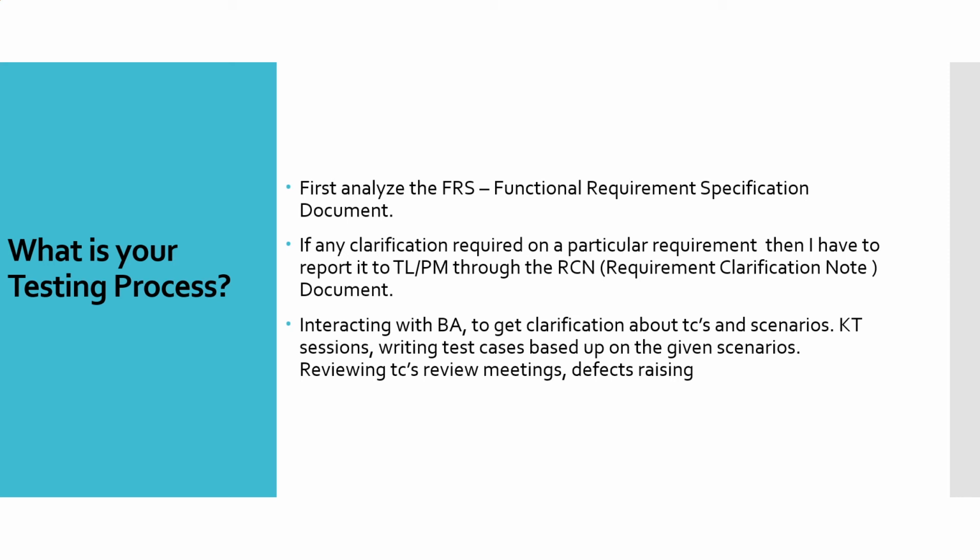First we analyze the functional requirement specification document, and if we need any clarification on a particular requirement, I have to report it to my team lead or project manager through a document called the RCN document, in terms of requirement clarification note. Once we interact with our TL or project manager, we send all these details in the format of the RCN document.